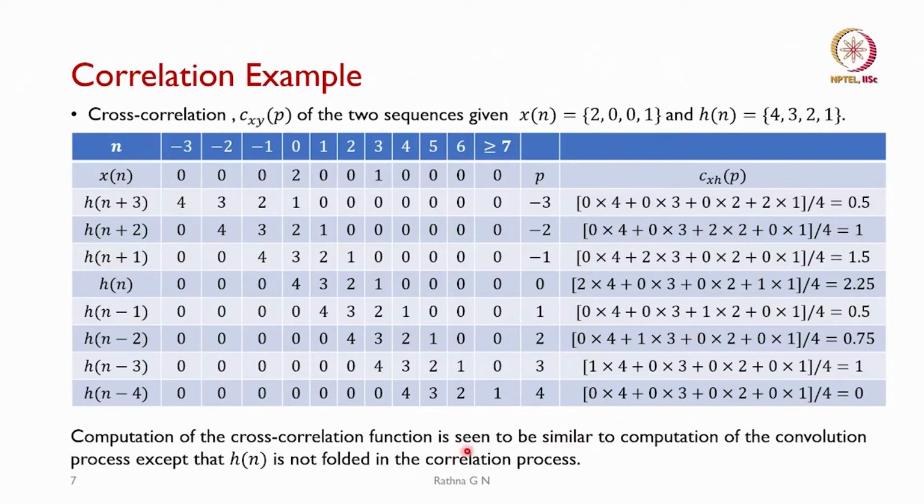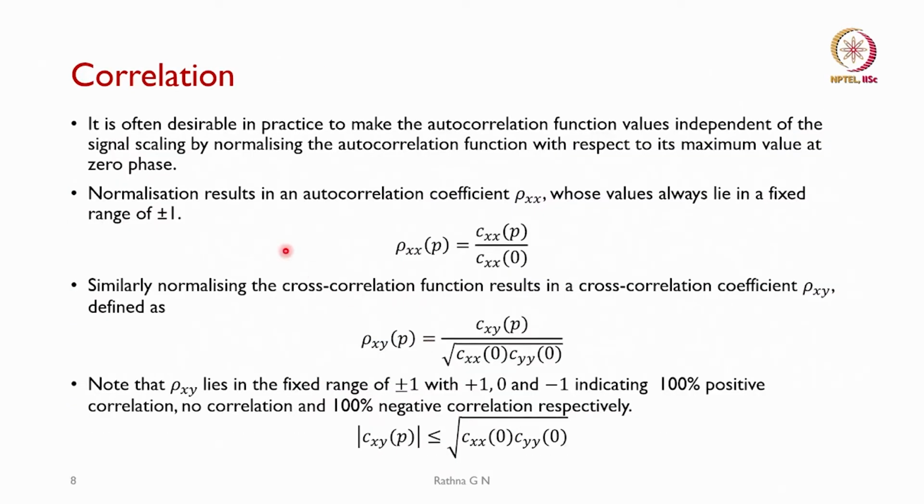So, what is the difference with respect to convolution? Here h of n is not folded in the correlation process. We fold h of n in the case of convolution, here it goes as it is, not folded. That is the difference between convolution and correlation. So, continuing with the correlation.